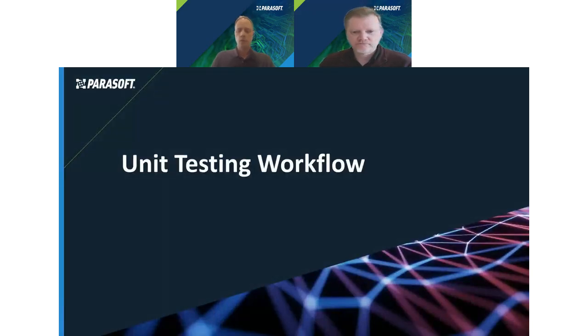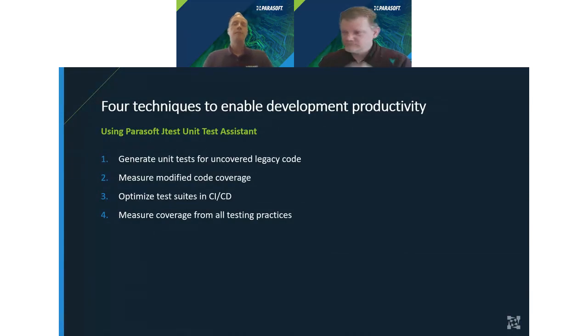All right. So just to recap, today we've talked about 4 techniques that you could use to enable your development productivity, specifically in your unit testing practice. We talked about generating unit tests for uncovered legacy code. We talked about measuring and enforcing modified code coverage goals. We talked about optimizing your test suites and your CI/CD process. And then we talked about measuring coverage across all of your different testing practices.